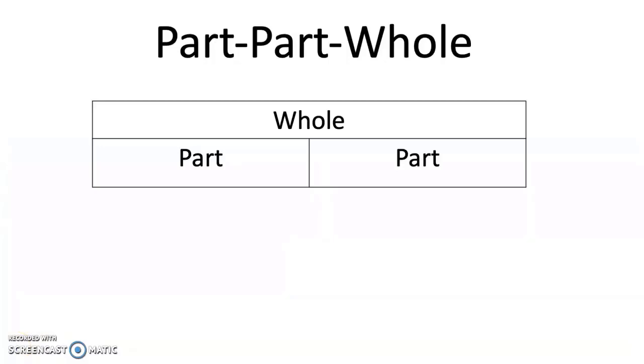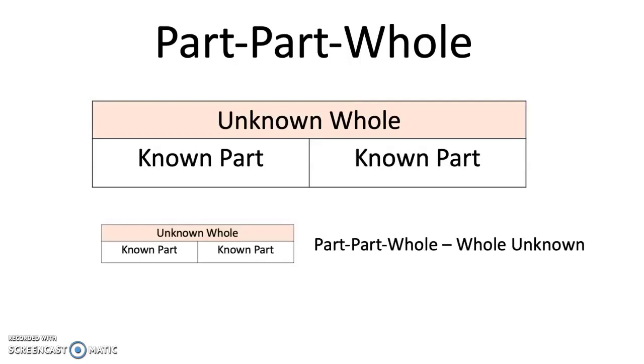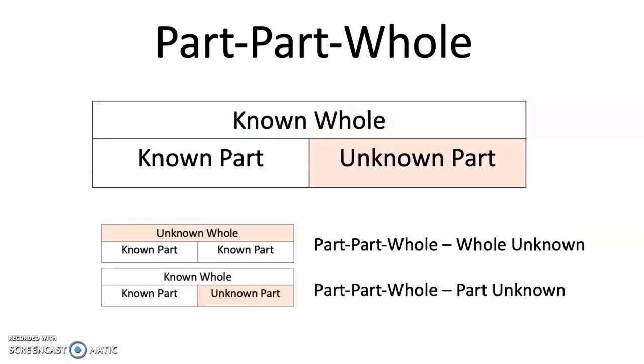With part-part-whole word problems, a bar model is used to show the whole in its parts. With part-part-whole word problems, the unknown can be described in 3 different ways. First, if we know both parts, but not the whole, it is called a part-part-whole unknown word problem. If we know the whole and one part, but not the other part, it is a part-part-whole part unknown word problem.